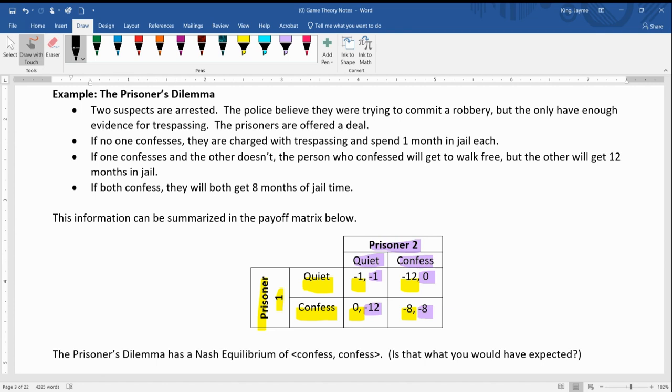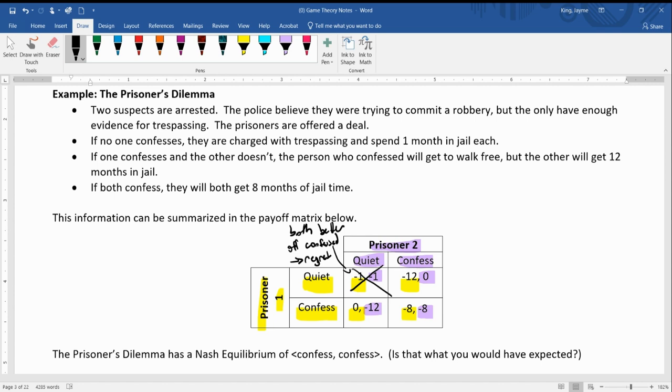Man, I wish I'd just confessed. And actually, in this one, player two would be saying the same thing. Player two would be sitting there saying, man, I kept quiet and I got a month in jail. If I had just confessed, I would have walked free. So both of them are going to be sitting there going, man, I regret my decision. I wish that I had done the other thing instead. So this one is not a Nash equilibrium, because both would have been better off if they confessed instead. They're going to regret their decision.